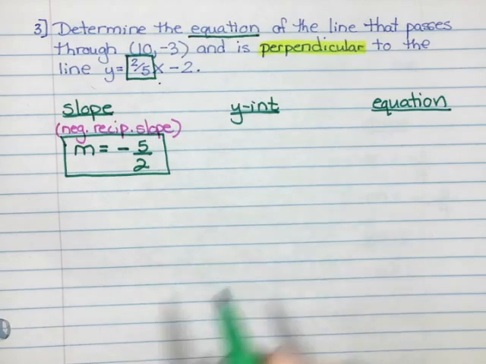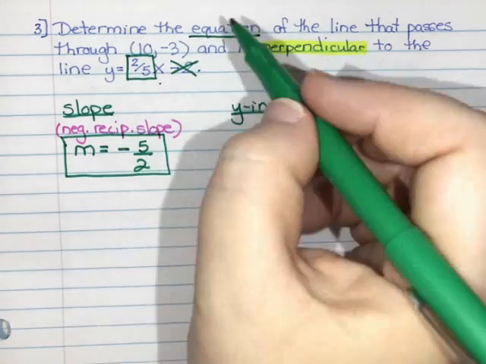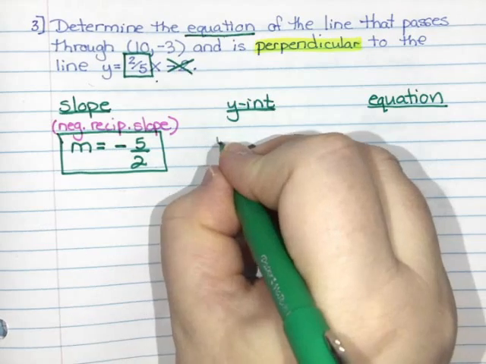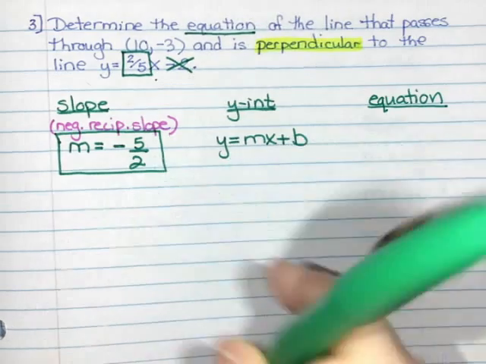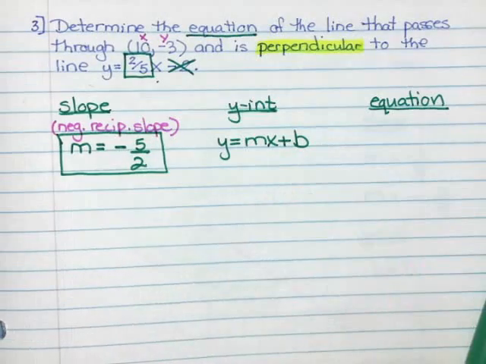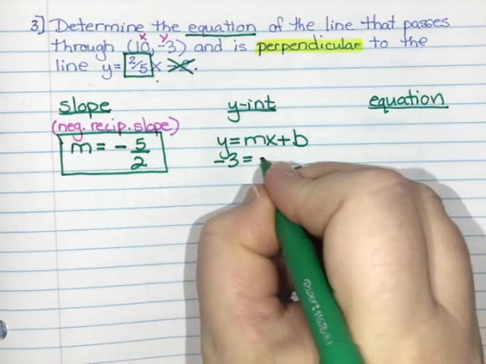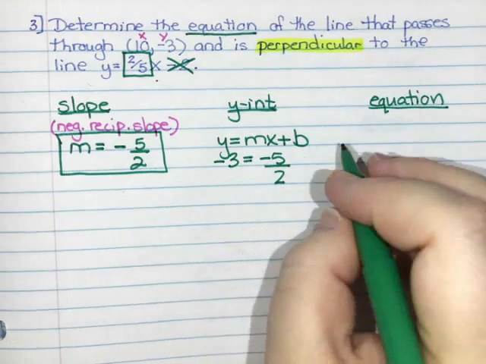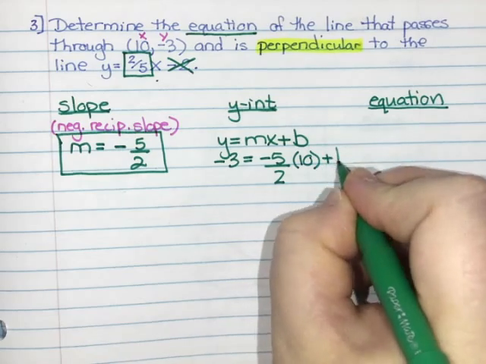So my slope is going to be -5/2. Now for the y-intercept, I am not using that -2 as my y-intercept. We're going to use the point that was given to us to calculate our own y-intercept. So y equals mx plus b is how we're going to start. I already know m, x, and y are going to come from this point up here. So y, that's -3, equals m, -5/2. I put the negative with the 5 on the top, times x, that's 10, plus b.